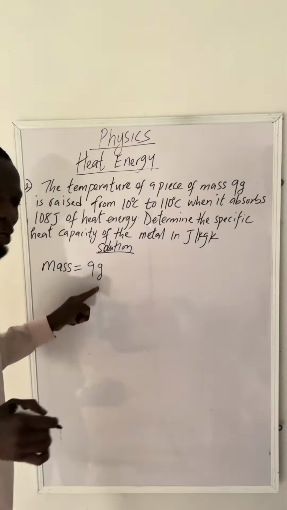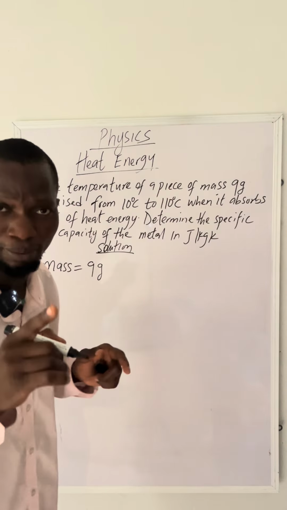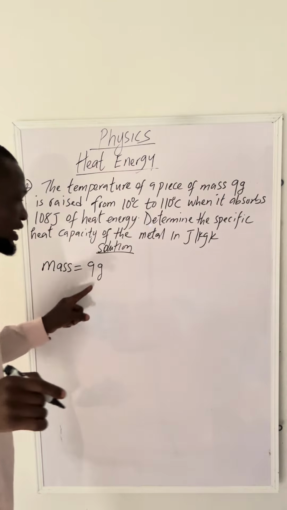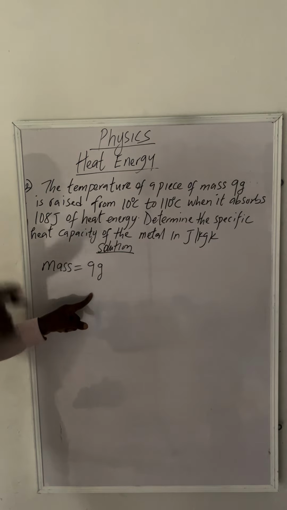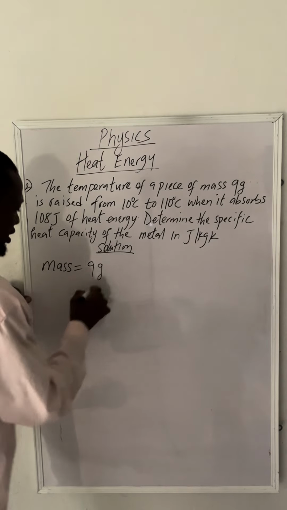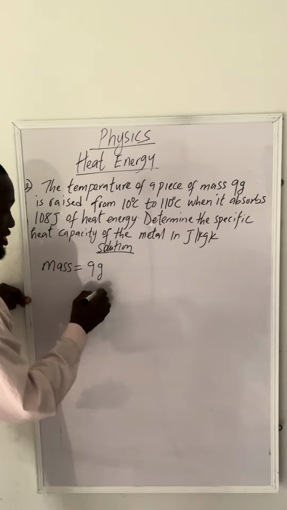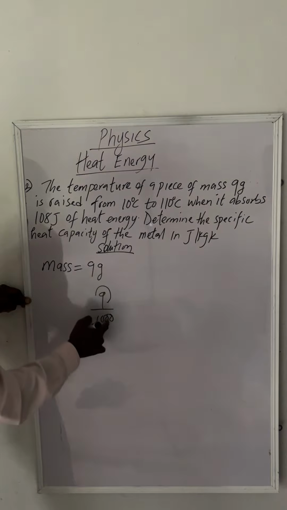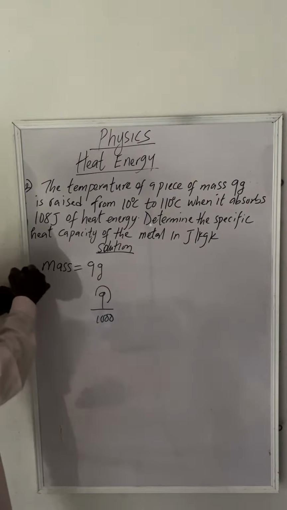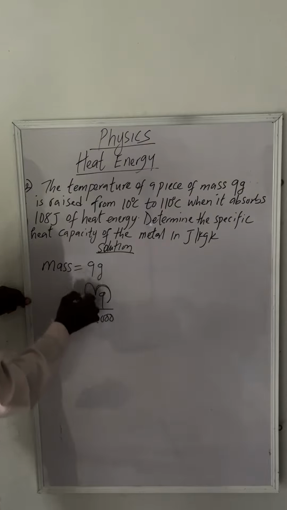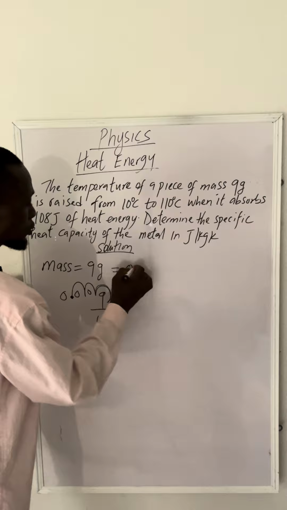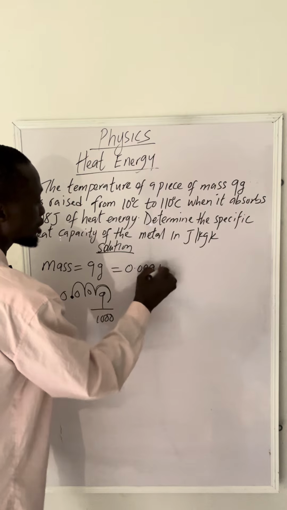But remember, we are not going to work with gram. We are going to be working with kilogram. So we have to divide this gram by 1000 to have kilogram. So if you divide 9 by 1000, what are you going to have? You can use your calculator to do that, but here, I'm going to do it here. If I say 9 divided by 1000, because I have 3 zeros, I'm going to count backward 3 times. So I'm going to have 1, 2, 3. So that is going to be 0.009 kilogram. So I'm going to have my mass to be 0.009 kilogram.